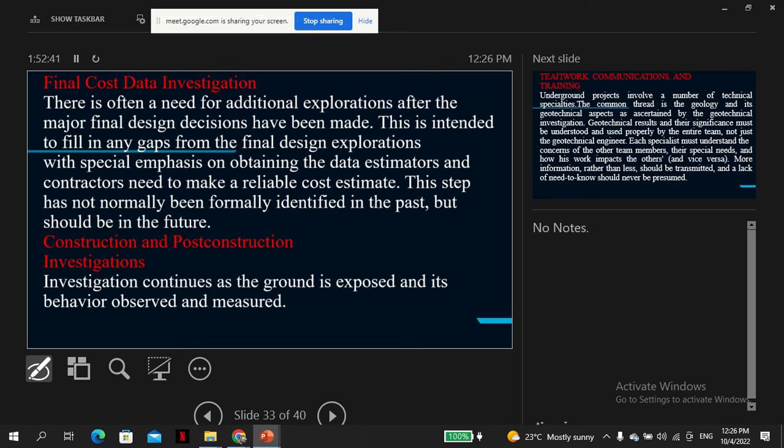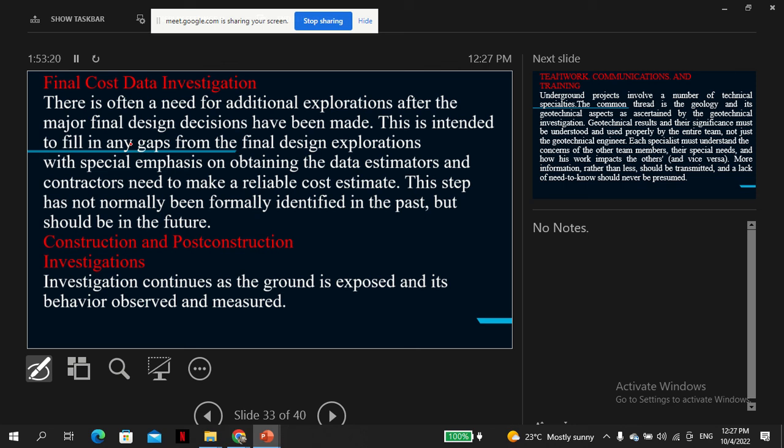So you go back to the site to actually see the gaps, to fill the gaps that were missed in the previous case. And most importantly, it is to cement your position that the conclusions or the results from the previous study can stand, and to get more reliable information for a reliable cost estimate.